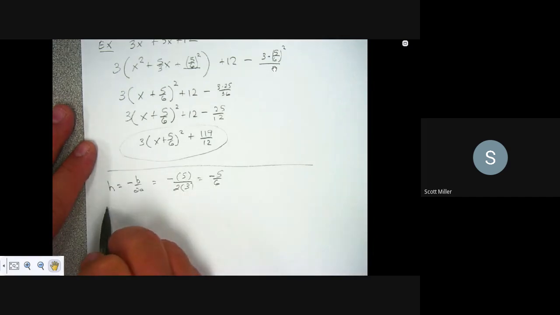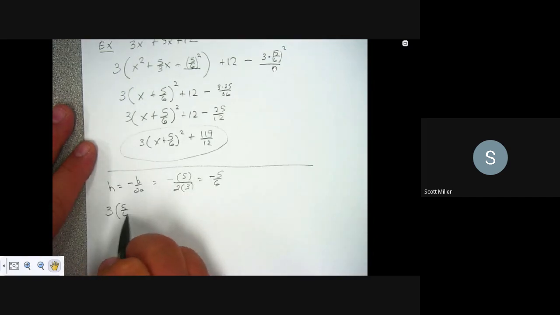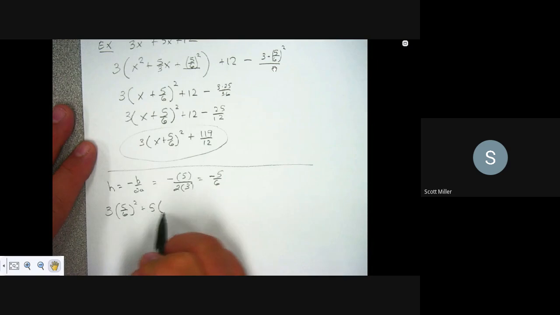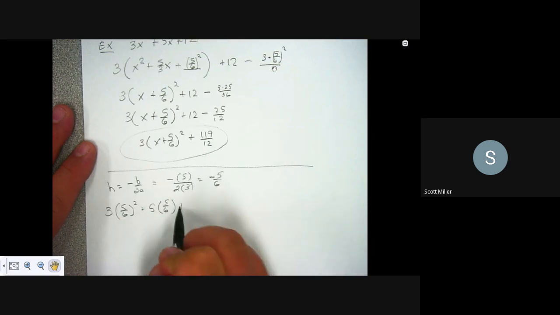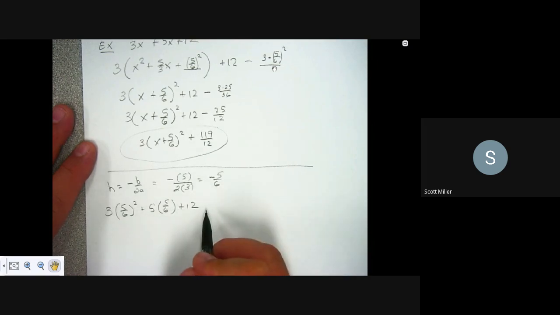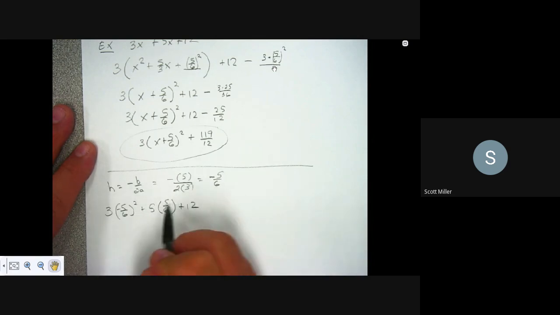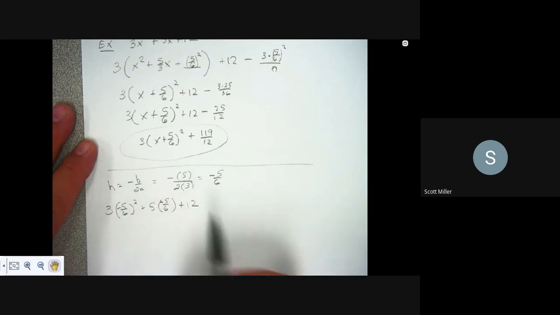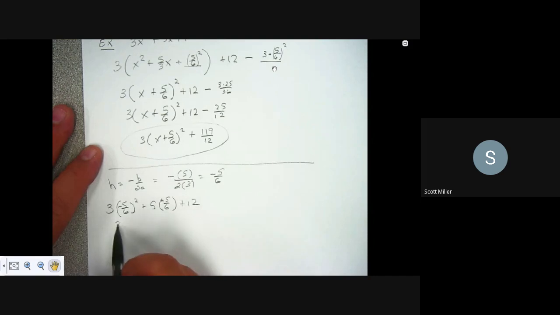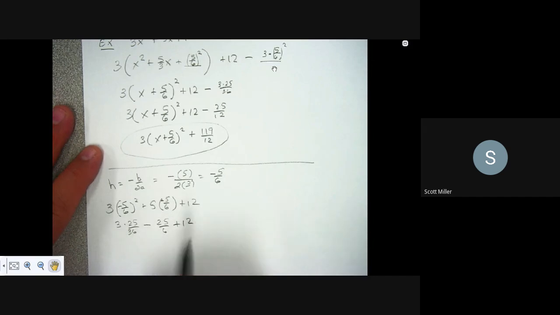So then you would take 3 times 5/6, and you square it. 5 times 5 over 6 plus a 12. And we got to work this out. I'm sorry, it's negative. Excuse me. Don't make that mistake. So squaring this over here gives me 3 times 25 over 36. Look familiar? Minus 25 over 6 plus 12.